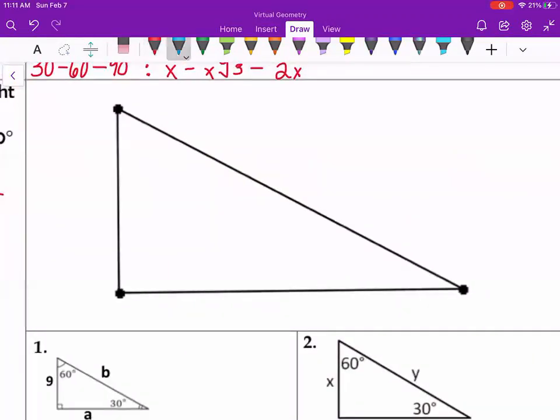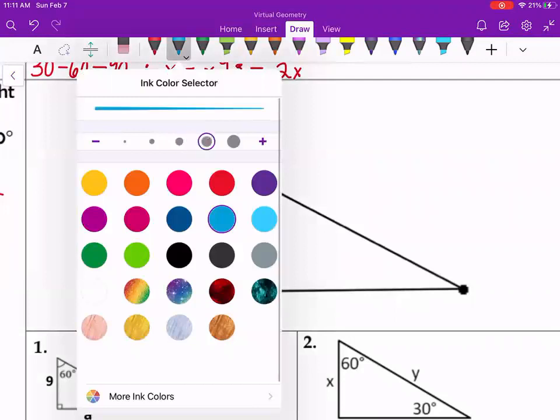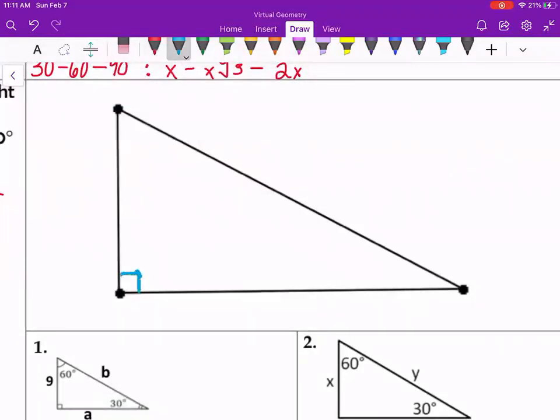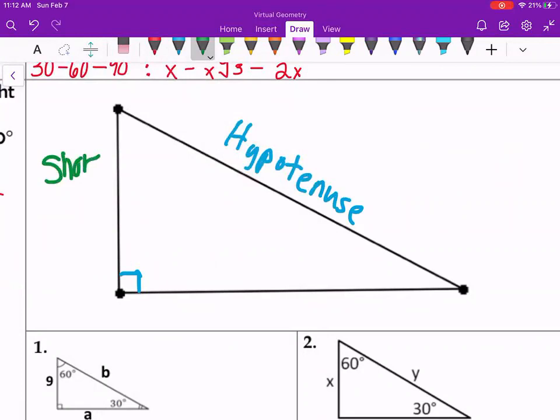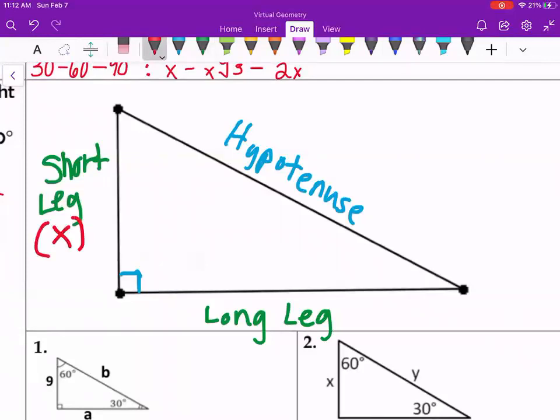All right, so we have your right angle. Across from that is your hypotenuse, always. That is the one side of the triangle that will never move. It's always across from your 90. Now, we also have a short leg, just like we did with geometric mean. We have a long leg, just like geometric mean did. And the short leg is always what we consider to be the X.